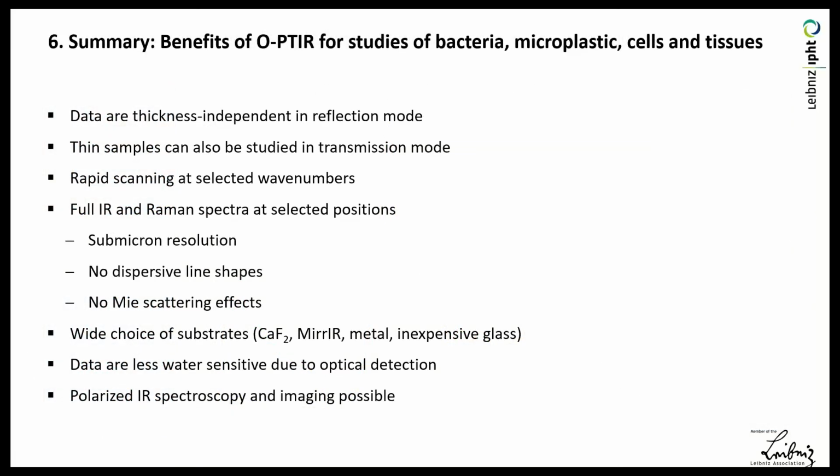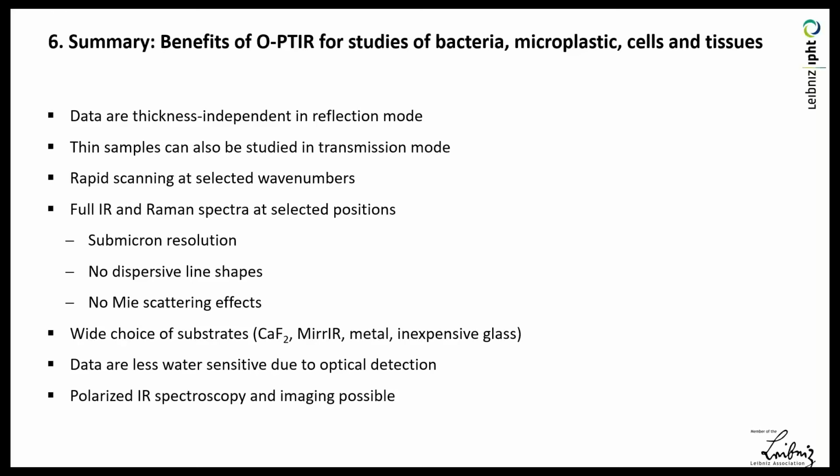To summarize, the benefits of OPTIR for studies of bacterial, microplastic cells and tissue are, first of all, that the data are scattering independent and can be collected in reflection mode. Thin samples can also be studied in transmission mode, like the single cell. Images can be collected rapidly at selected wave numbers. And of course, you can collect full infrared and Raman spectra at selected positions. You can also collect a hyperspectral data set.